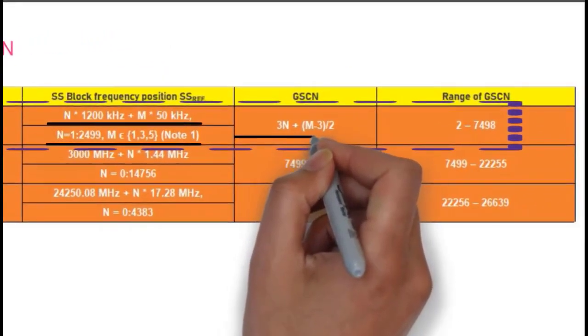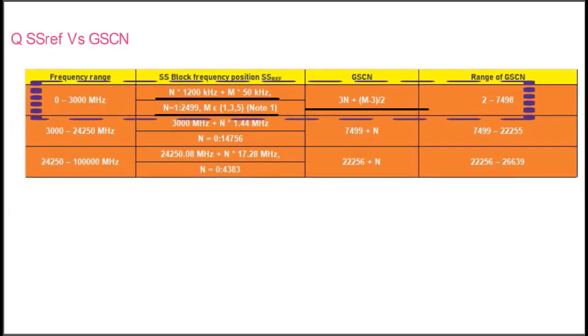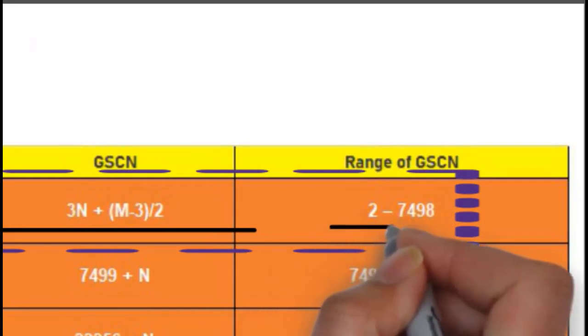GSCN, how do we calculate the GSCN? If we know the value of N, and the M value is fixed, then we calculate the GSCN as 3N plus M minus 3 by 2. This is the formula to calculate the GSCN for the 0 to 3000 megahertz range. The range of GSCN is 2 to 7498, 2 is the minimum value and the maximum value is 7498.